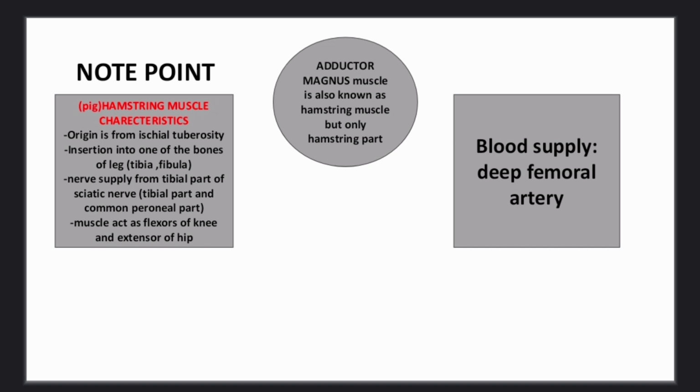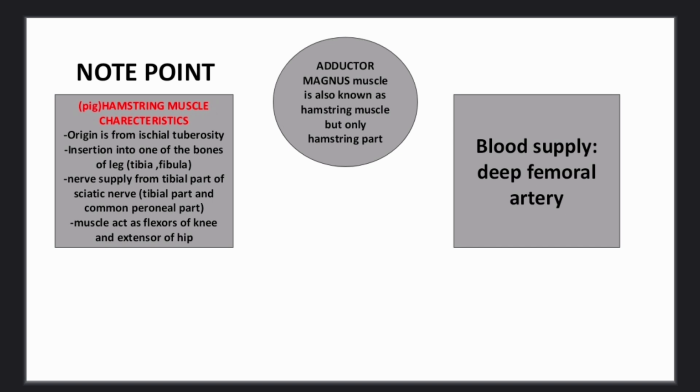Then supply: a true hamstring muscle is supplied by the tibial division of the sciatic nerve itself. Then action: the muscle should extend the hip joint and flex the knee joint. These are the main functional characteristics of the hamstring muscles. So if a muscle has all these features, it can be classified as a true hamstring muscle.